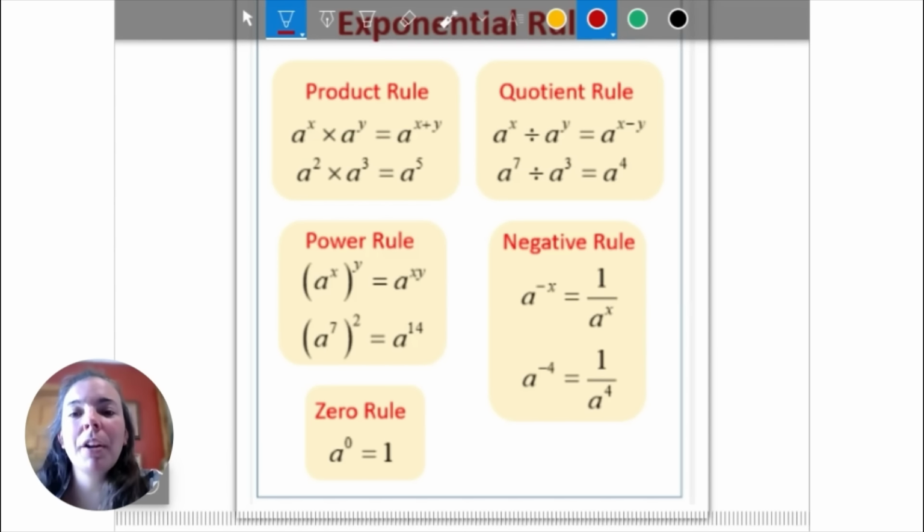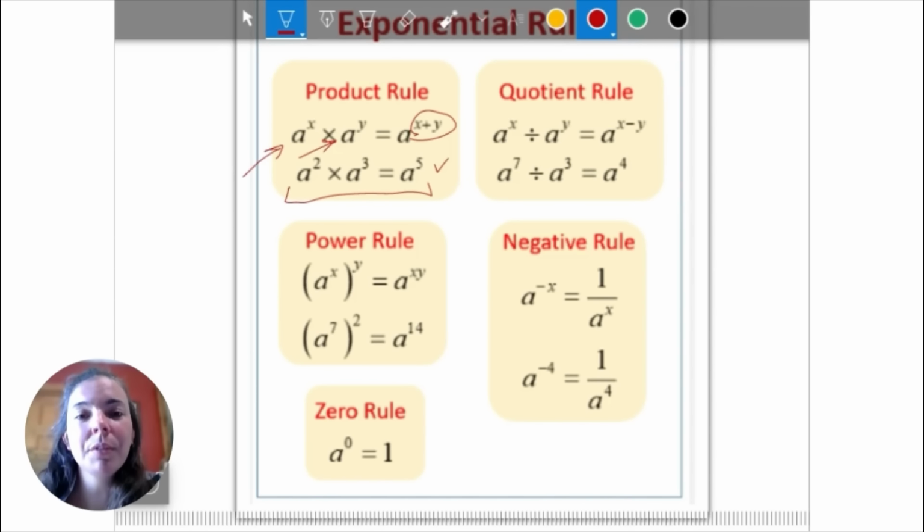Essentially, the product rule tells me that if I have exponents that have the same base, in this case it's a, and I'm multiplying those exponents, I just add the exponents. Here's a practical example: a to the second times a to the third would equal a to the 2 plus 3, which is 5.